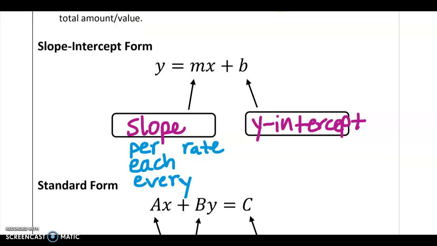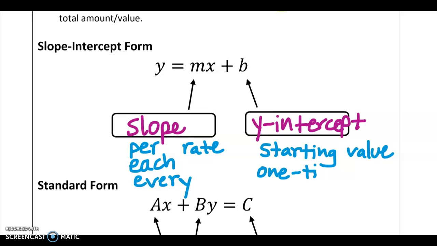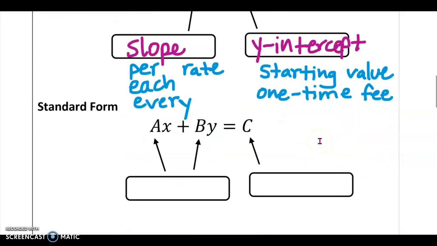And the y-intercept is a starting value. Sometimes it's like a one-time fee that you have to pay rather than a rate. It's something that you pay only one time. So there are many different things they could be in the word problem. So now let's go ahead and look at what standard form is.